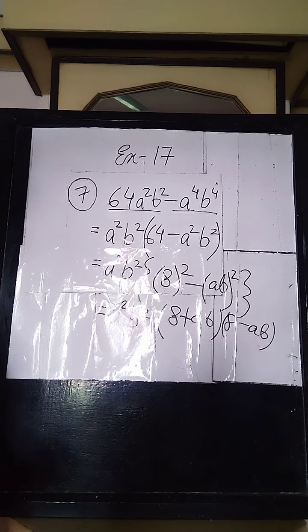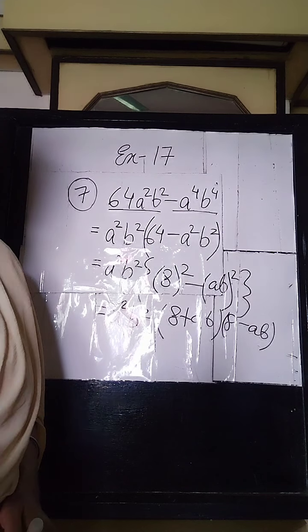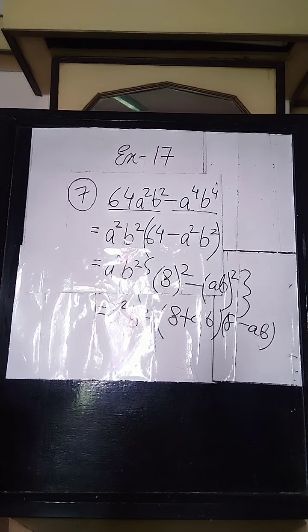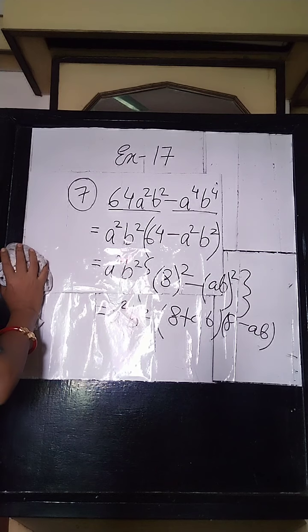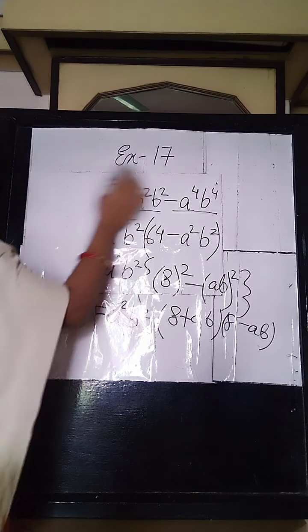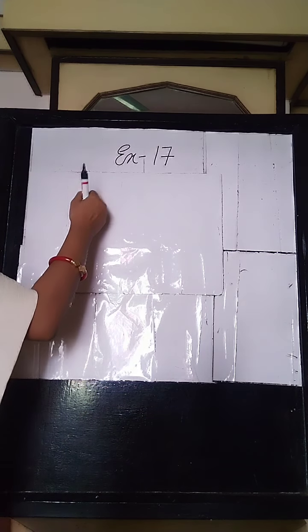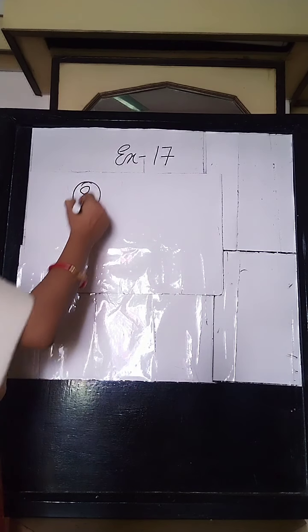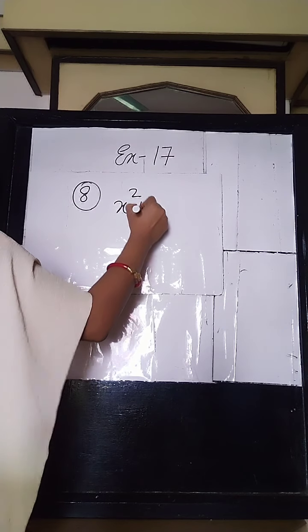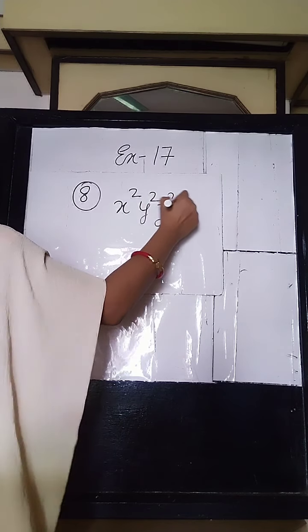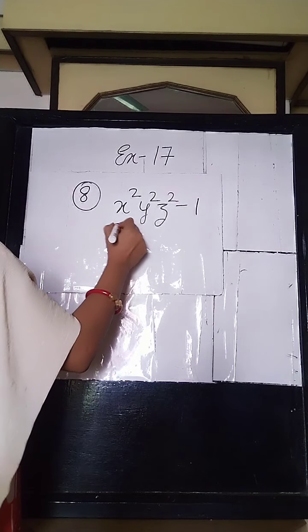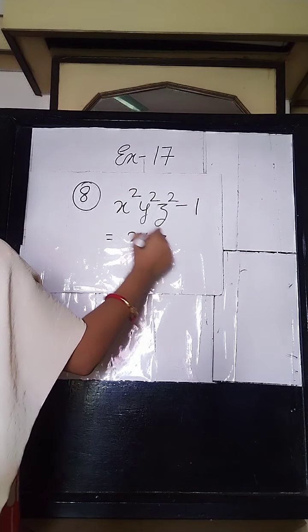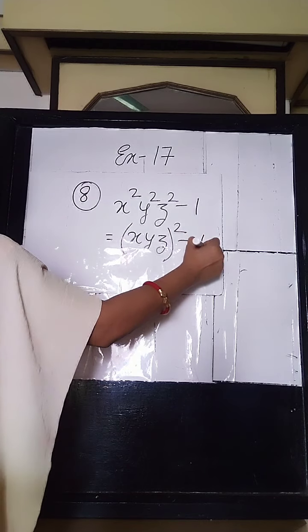So 7 is solved. Now we will slowly move to the next sum, that is sum number 8. In sum number 8 it is given that x square y square z square minus 1. This means it is xyz whole square minus 1 square.